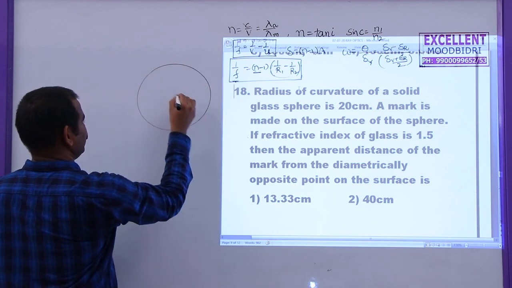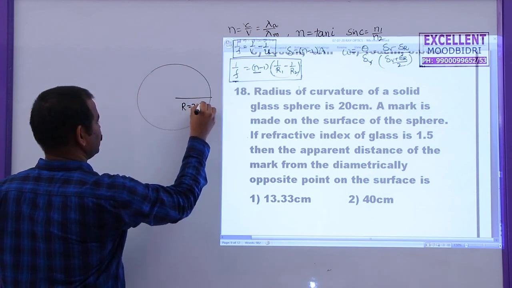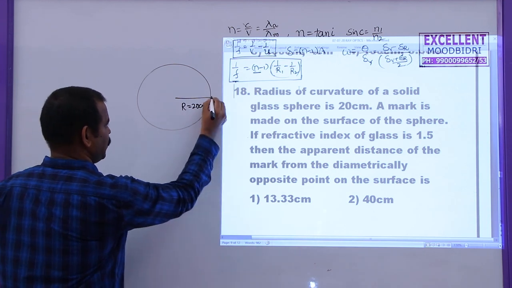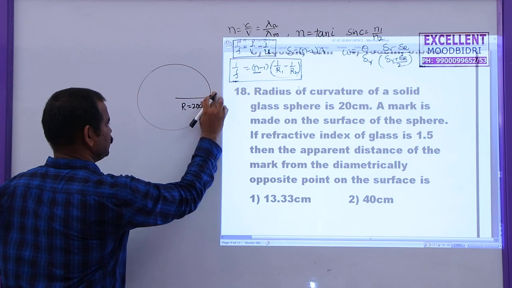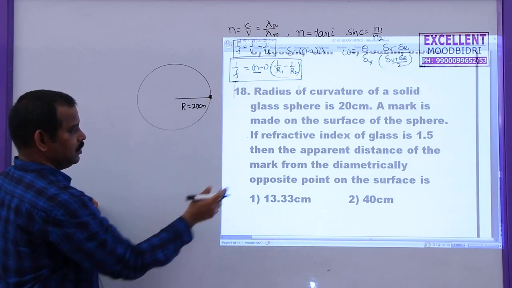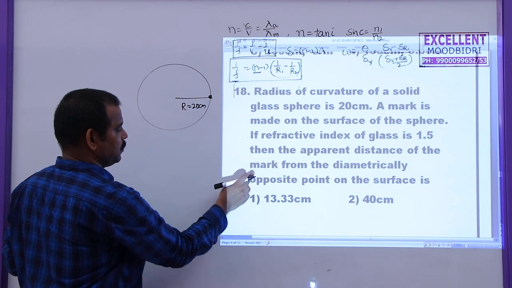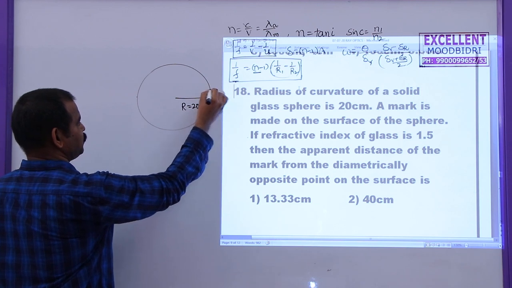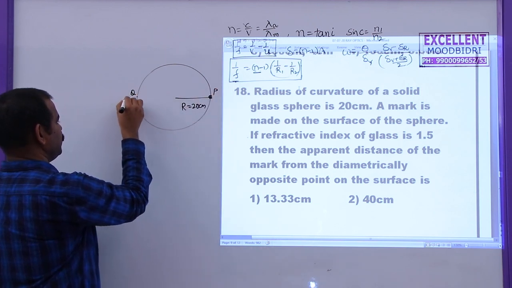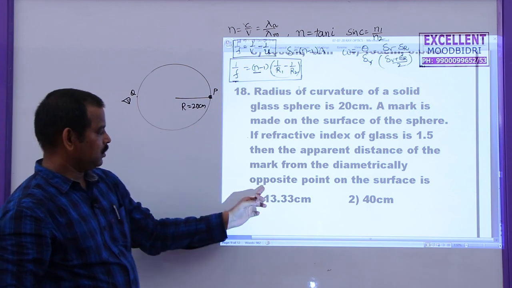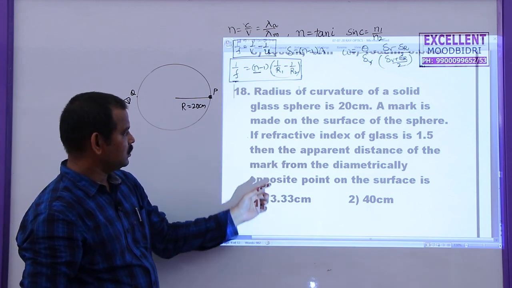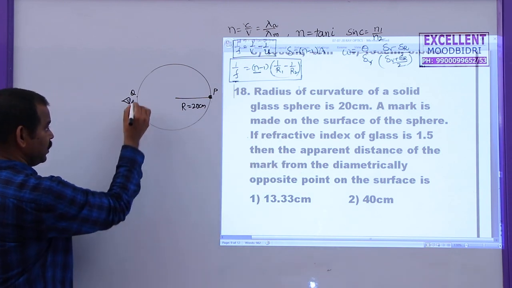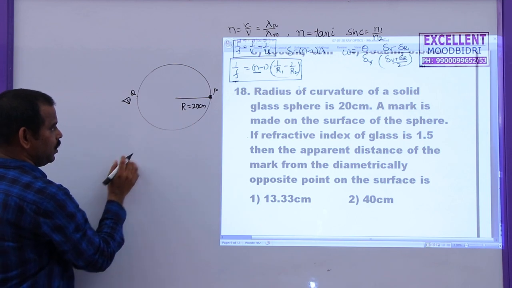The radius of curvature of a solid glass sphere is 20 centimeters. This is a sphere of radius 20 centimeters. A mark is made on the surface of the sphere, here on the surface, like this. Then the apparent distance of the mark from the diametrically opposite point. Let us say this is point P, this is point Q. So from here if you observe, what is the distance of this one? So they are asking, radius of curvature is given, the mark is made here, and then the apparent distance of this one.